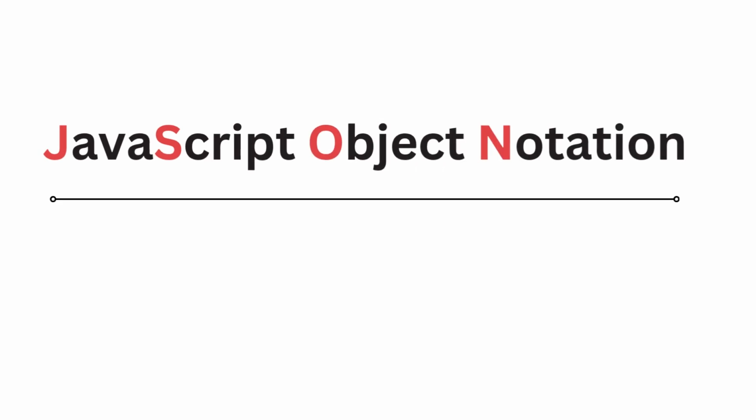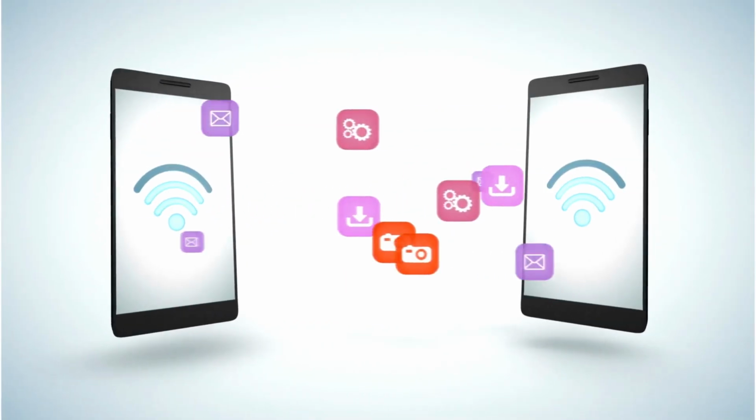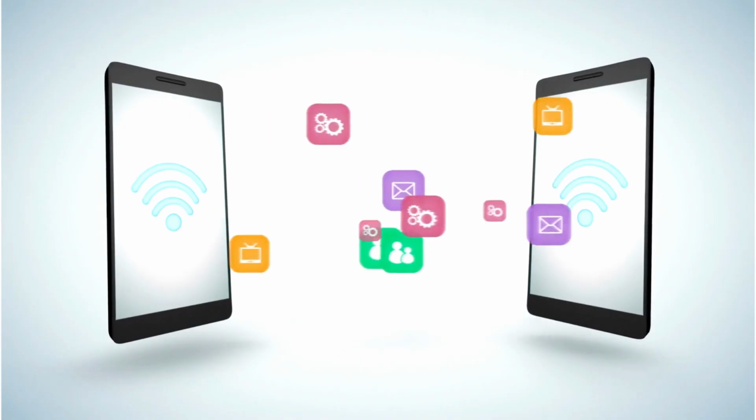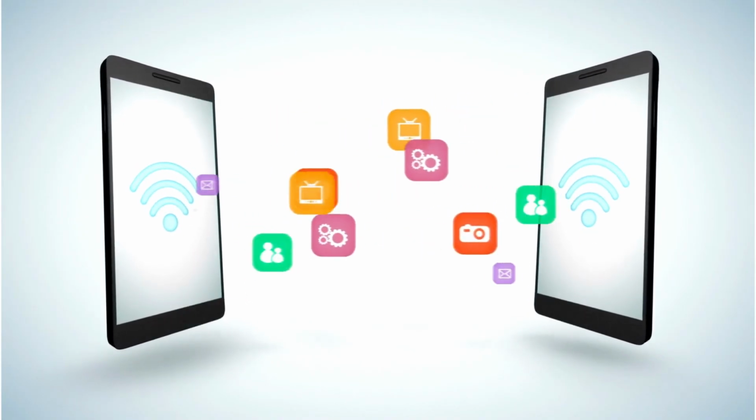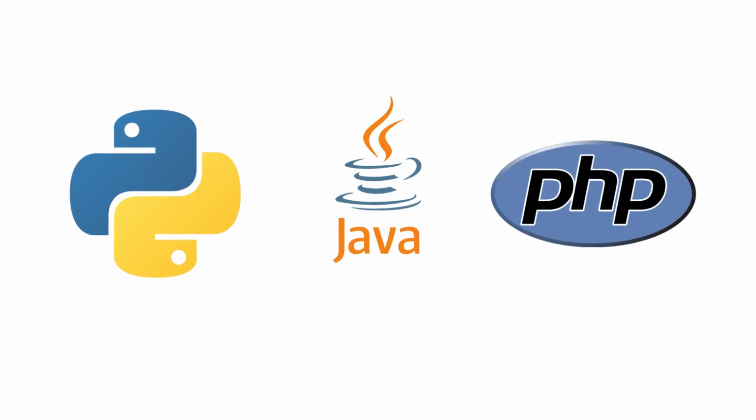JSON stands for JavaScript Object Notation. It's a lightweight format for storing and transferring data. Most APIs use JSON to send and receive data. It works with almost every programming language, including Python, Java, and PHP.